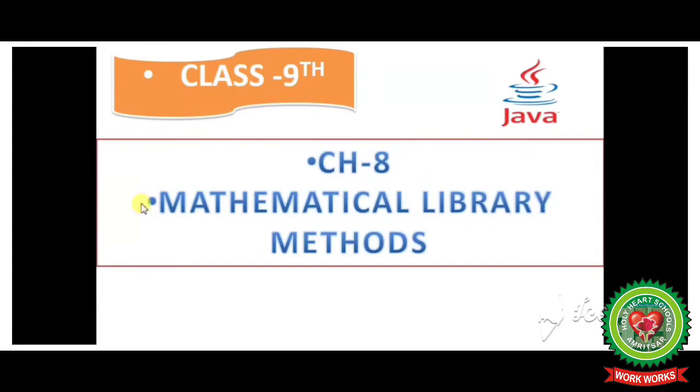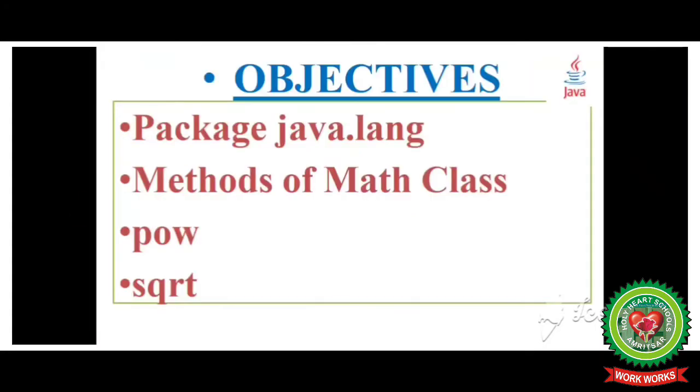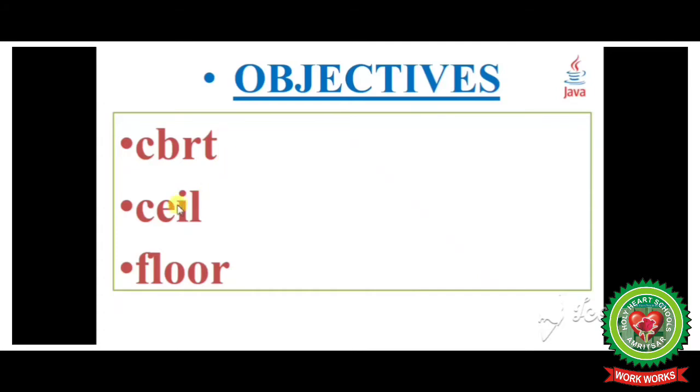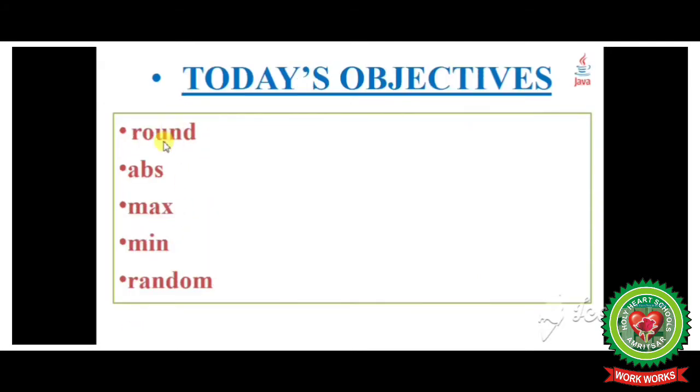Today we will discuss chapter 8, mathematical library methods. As in the last video, we have discussed package java.lang and various methods of the Math class, that is power, square root, cube root, ceil and floor. Today we will discuss some more methods, that is round, ABS meaning absolute, max, min and random function.